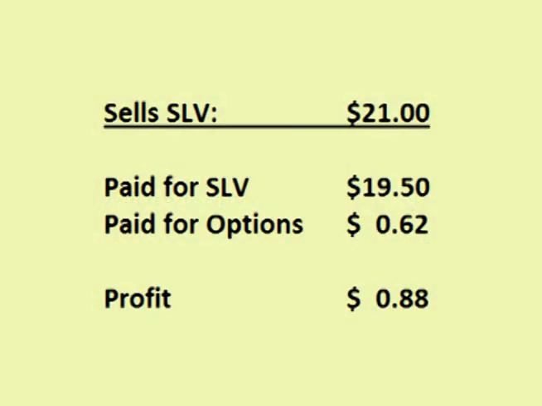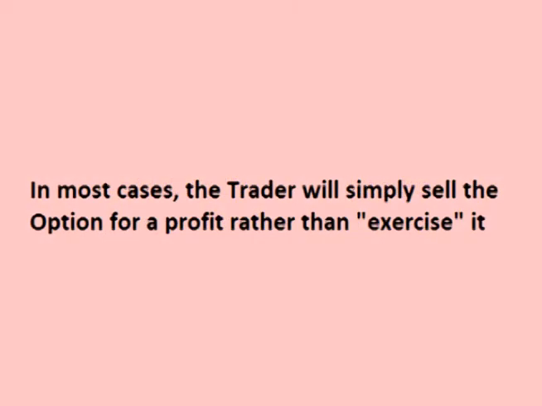For instance, let's say that SLV climbs to $21. The trader uses his options to buy SLV at 19.50 and immediately sells it for $21. Therefore, he made $1.50 a share. However, his upfront cost was 62 cents a share, so his net profit is $1.50 minus 62 cents, for a net profit of 88 cents. It is important to note here that in most cases, the trader would not use this option to actually purchase and sell SLV. In most cases, the trader would simply resell the option for a profit instead.